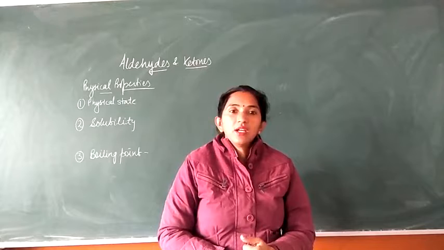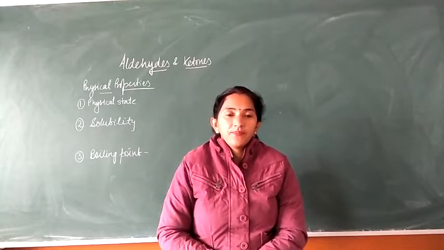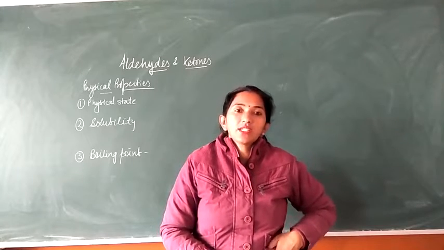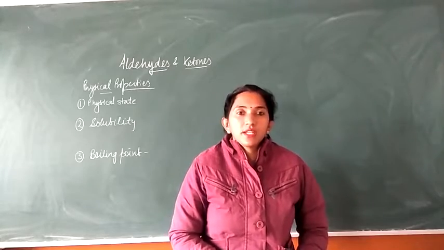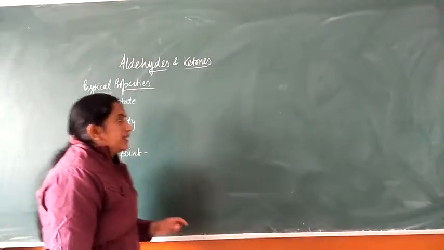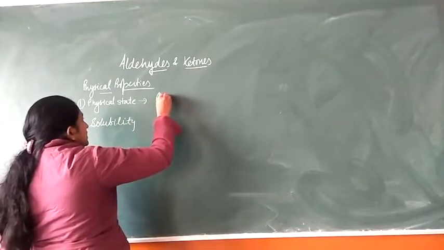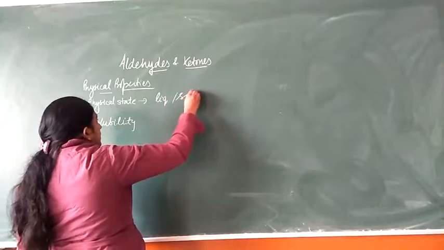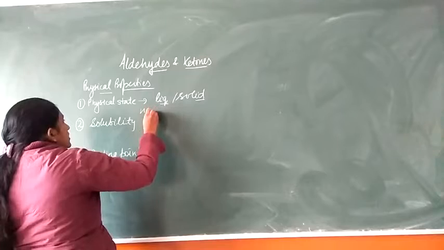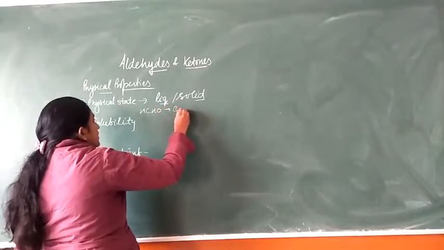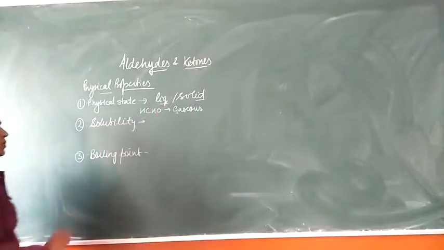Similarly, the ketones, whether lower or higher, are generally in the solid or the liquid state, right? Lower ketones will be in the liquid state, whereas the higher ketones will be in the solid state. Now the state is clear: generally it is liquid, and the higher one is going to be solid. The exception is HCHO, which is in gaseous state, right?